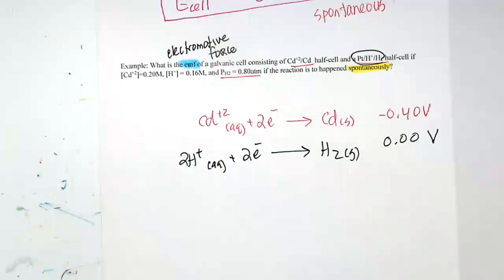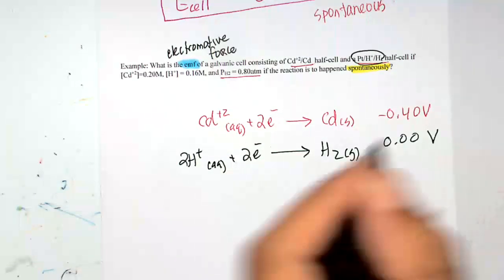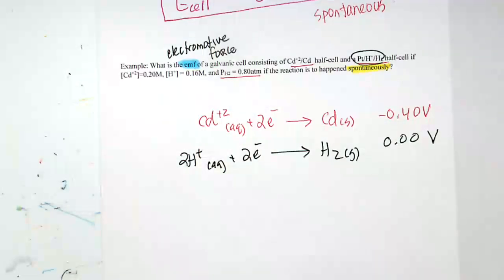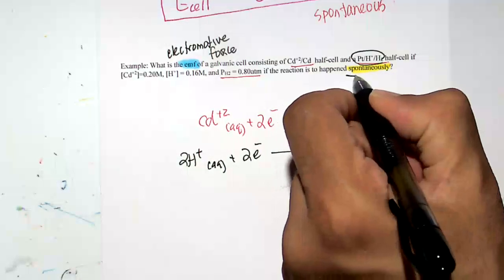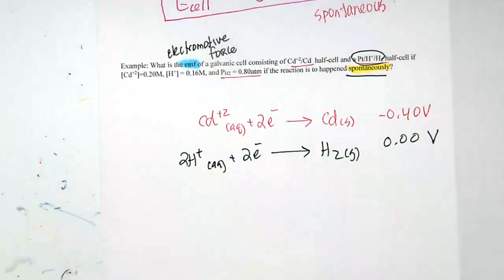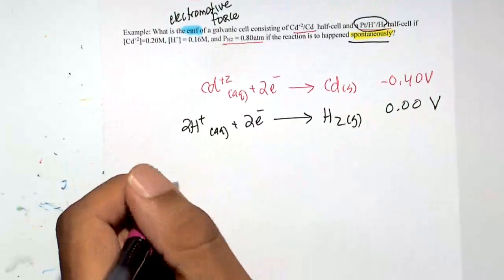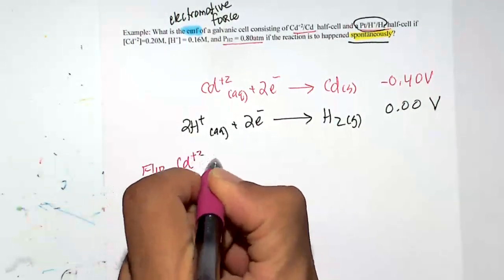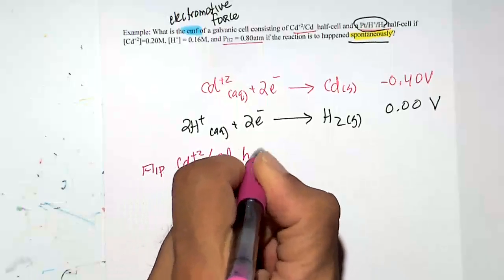Which one should we change to make this positive? We need to flip one, because both of these are cathodes, both of these are reductions. So we need to flip one to make it occur spontaneously. Which one do you want to flip? The top one or the bottom one? We're going to flip the top cadmium one. So we'll flip the cadmium half reaction.